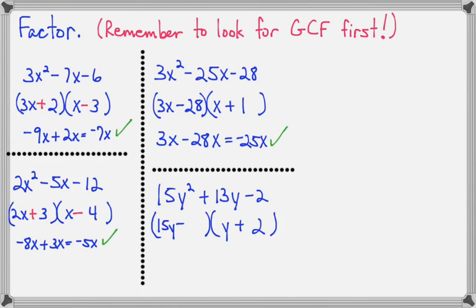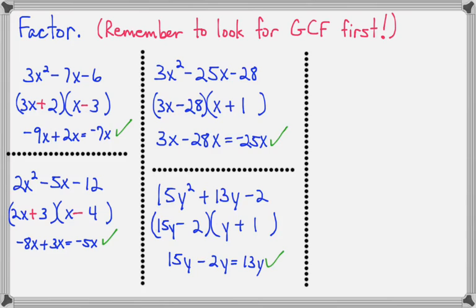So let's try rearranging the 2 and the 1 again. So if I put the 2 in here, outer times outer is going to be 15y. Inner times inner is going to be minus 2y. And finally we get the 13y that we were after. So this one took a little persistence, but we finally got it.